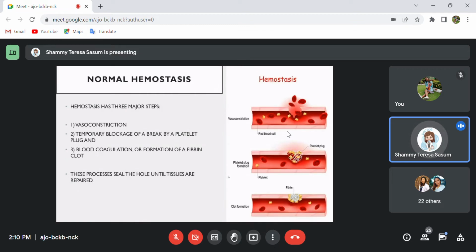As you can see, normal hemostasis has three major steps. Vasoconstriction. Vasoconstriction means the constriction of blood vessels, which increases the blood pressure in the blood vessels. Next is the temporary blockage of a break by a platelet plug, and the last step is blood coagulation, or the formation of fibrin clots. These processes seal the hole until the tissue is repaired.